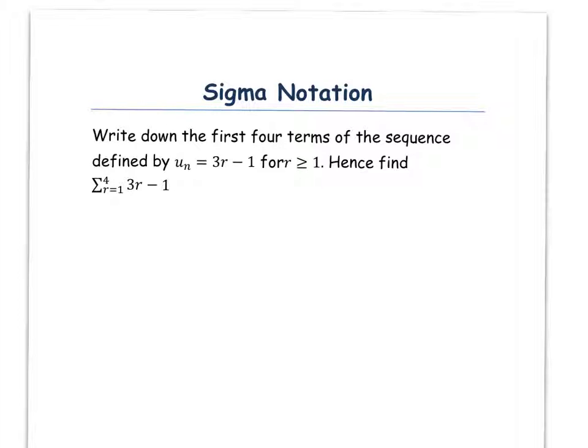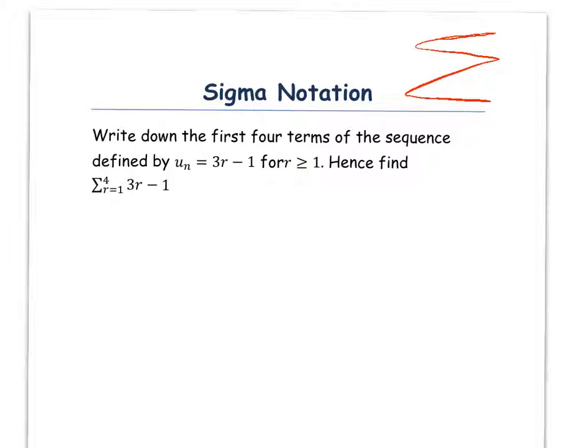Sigma notation. Now, sigma is this Greek symbol here, and it's the Greek letter for S, and it means the sum of so many terms. Now, those of you who are doing statistics 1 will come across this symbol in statistics, but those of you who are doing mechanics, the only time you'll come across it is when you're looking at series and sequences. And basically, it's the sum of so many terms.